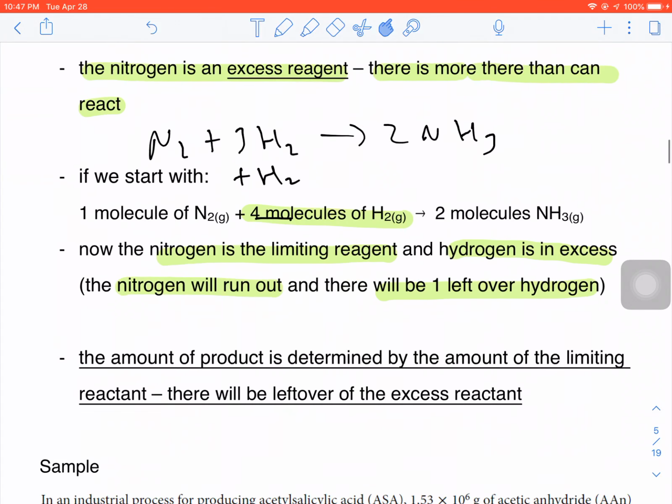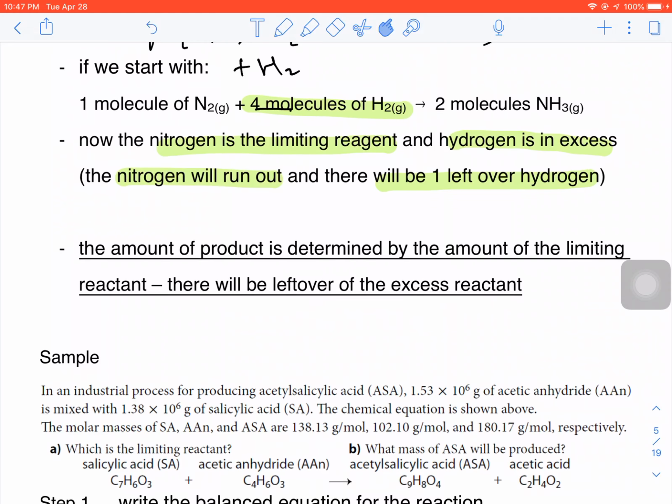Okay, so there's 2 important messages here. Number 1, I need to determine which is the limiting reactant or limiting reagent. Right? The limiting one is the one that's going to decide how much product I can make. The amount of product is determined by how much limiting reactant there is. The one that's there in excess will be left over.